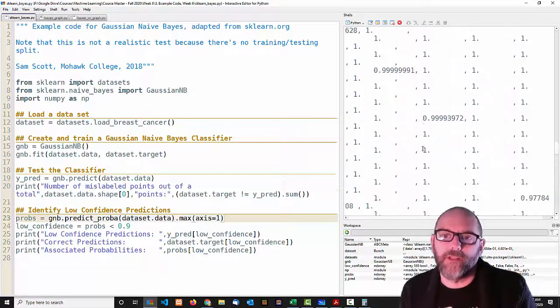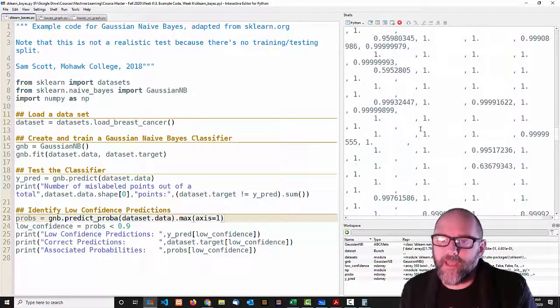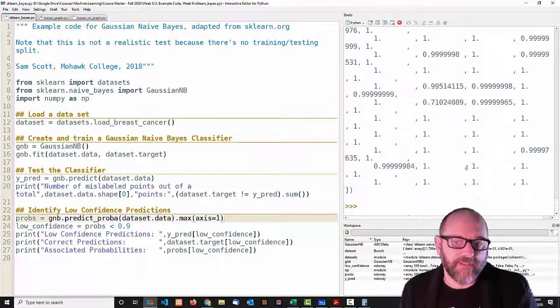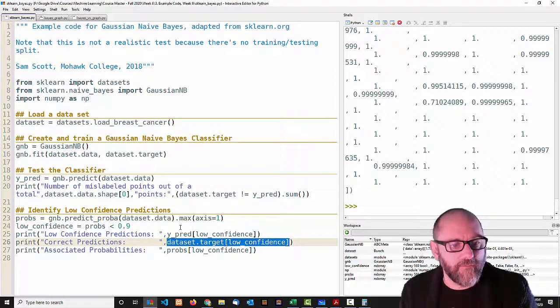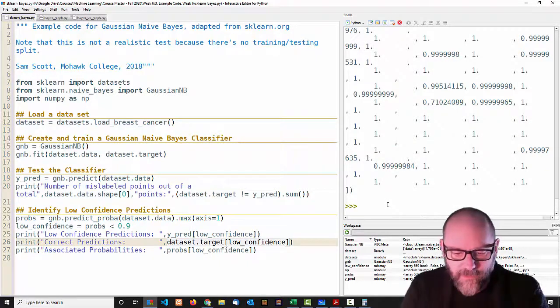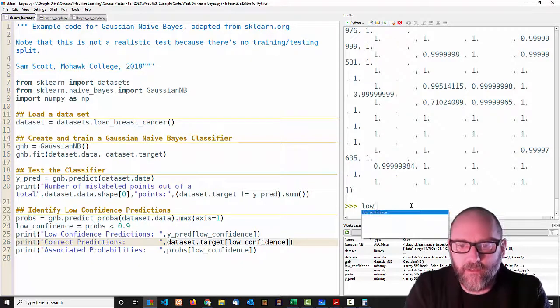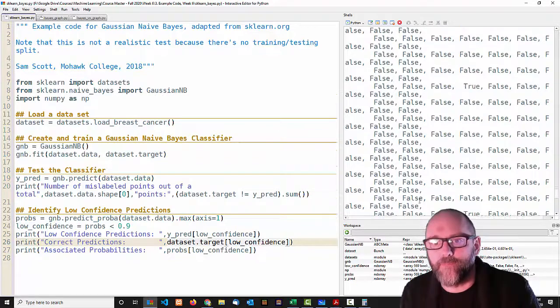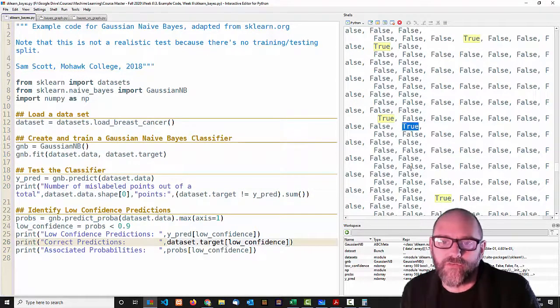And you can see a lot of them are 1s. Some of them are a bit less than that. Some of them are actually kind of low. That represents a low confidence prediction. Then I'm just looking at those probabilities, and I'm looking at the correct targets for low confidence predictions. So I did low confidence equals probabilities less than 0.9. I just picked that number arbitrarily. I decided that's a low confidence prediction.